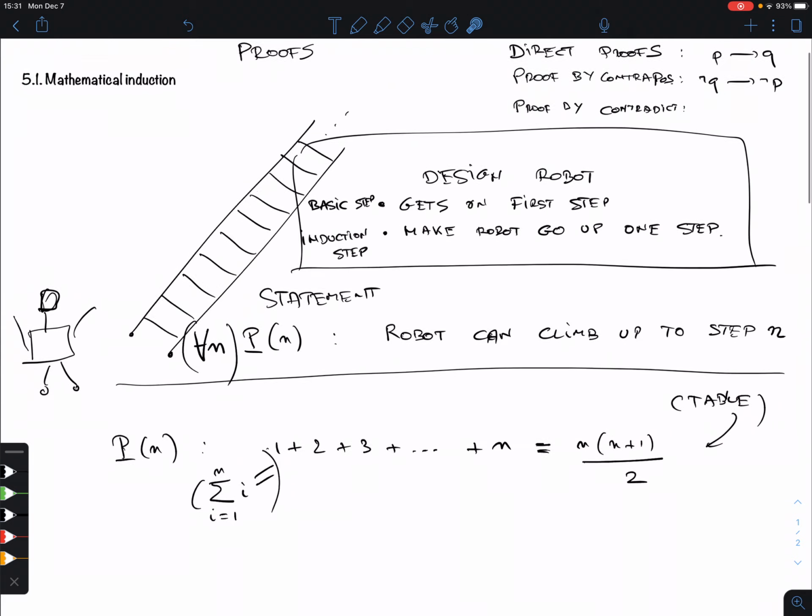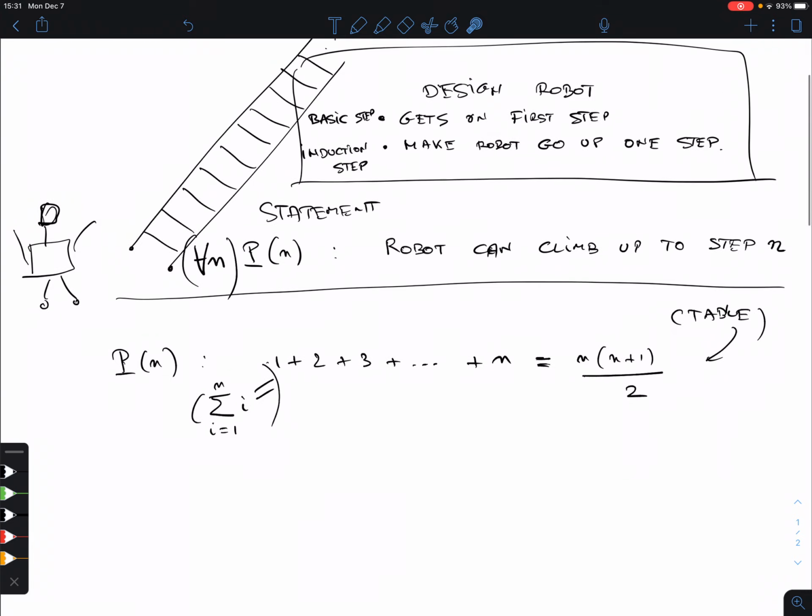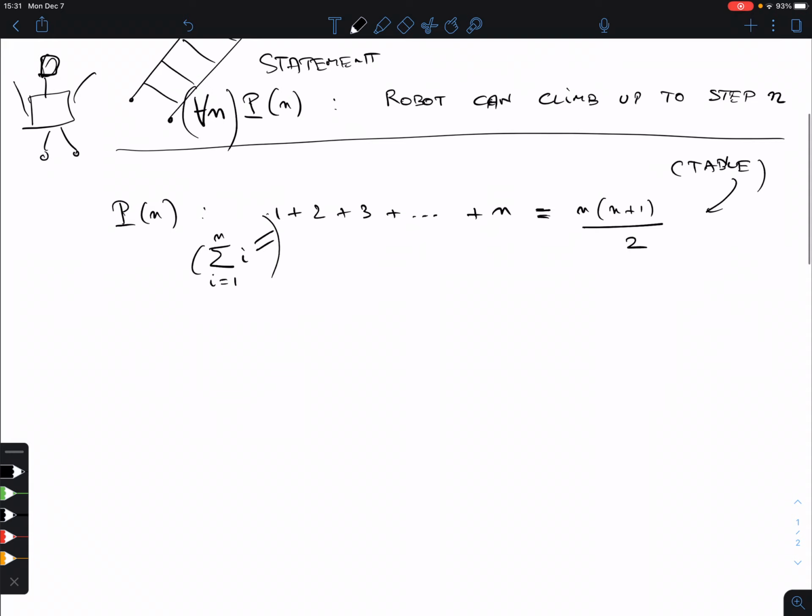So how does this now relate to the basic step and induction step? The basic step was to get the guy going, to start off. In other words, the very first thing that needs to be done. So the very first thing that we would consider here is, of course, n equals 1. Remember, there are two things. Proof by induction.